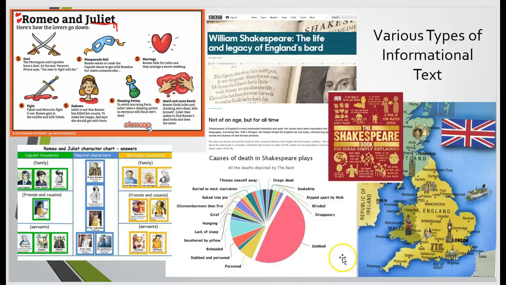Here's a graph, a pie chart that helps us to see the causes of death in Shakespeare plays that somebody has researched, and you can see he was quite fond of a stabbing. But he was creative as well, so we have at least one instance of someone being baked into a pie, potentially more. And so this is what informational text looks like. I'm not reading it for entertainment. I'm strictly reading it to obtain information.